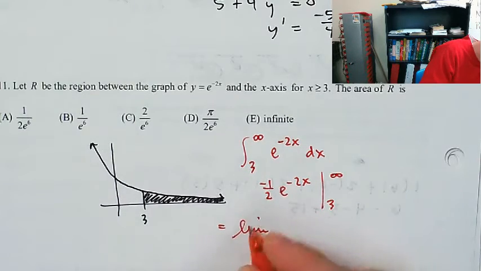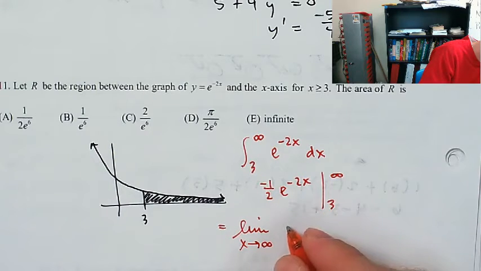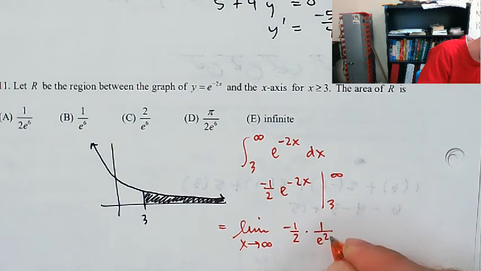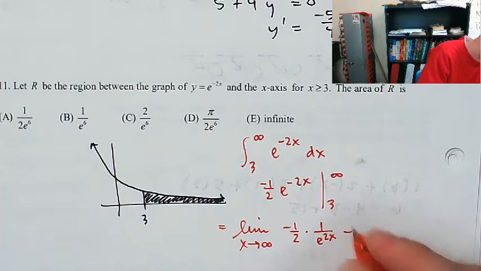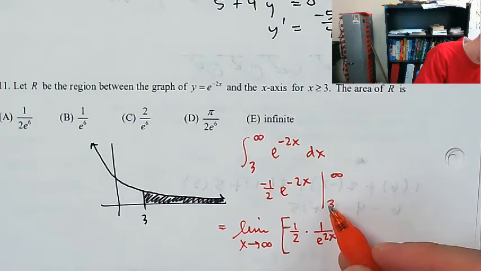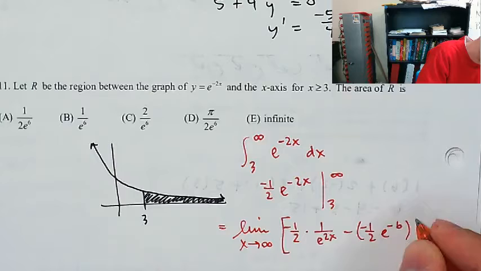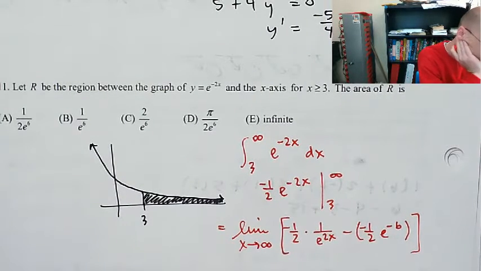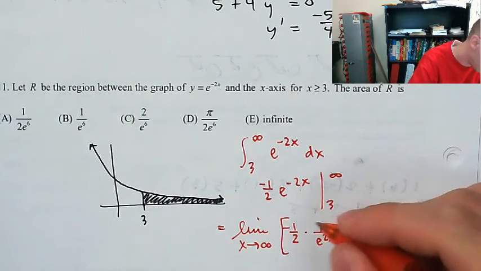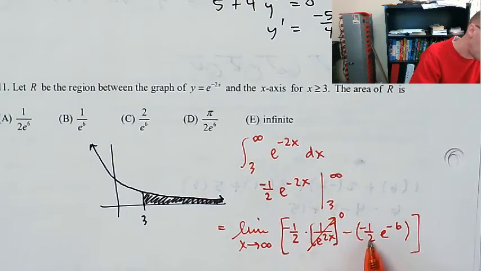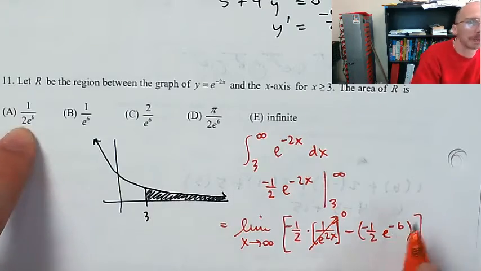So from 3 to infinity, I know I can't just plug in infinity, so I'm going to say that this is the limit as x approaches infinity of negative 1/2 of e to the negative 2x. I might actually call that 1 over e to the 2x, minus, and then when I plug in x equals 3, I get negative 1/2 e to the negative 6. I don't need to make that a fraction. As x goes to infinity, this fraction right here is going to go to 0 because the denominator grows while the numerator is stuck at 1. So I know that goes to 0, and I've just got positive 1/2 e to the negative 6, and that's going to be answer choice A.